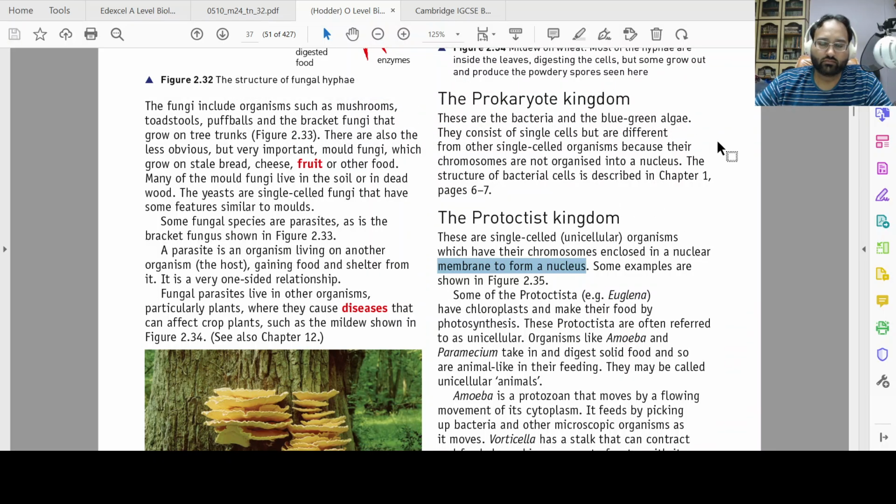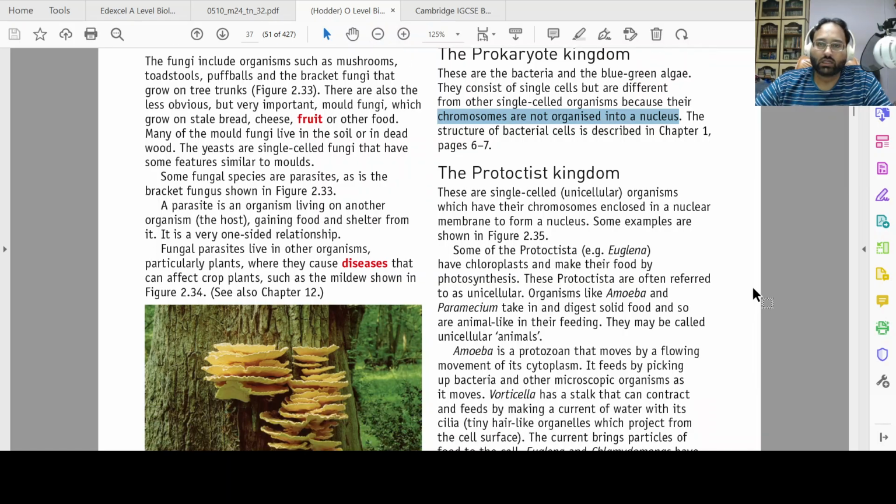So do us humans also have our chromosomes organized? Yeah. No, read the whole thing. It's not that the chromosome of a prokaryote is not organized. It's not organized into a nucleus. So it does not have a nucleus, but it does have chromosomes. The chromosomes are there. They're just not inside a nucleus.